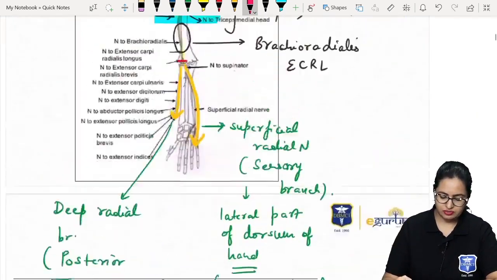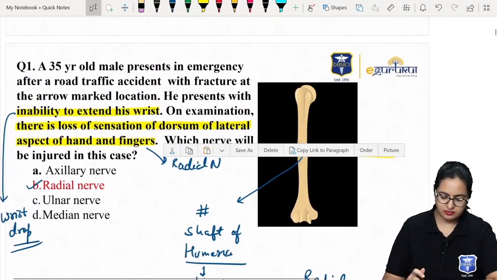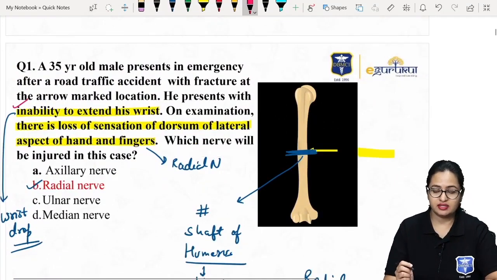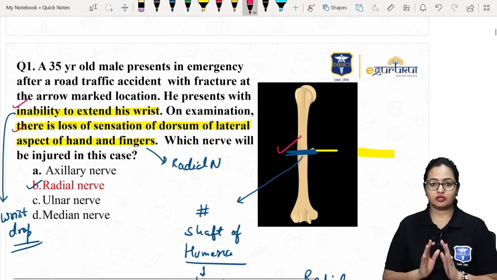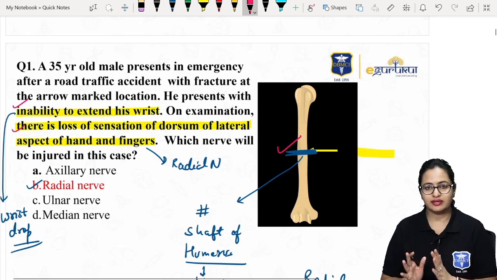So now coming back to the question, now we can just correlate all these symptoms over here: inability to extend at the level of wrist, fracture at this level, and then the sensory loss towards the dorsum of lateral aspect of hand and the fingers. All these are related with the radial nerve.